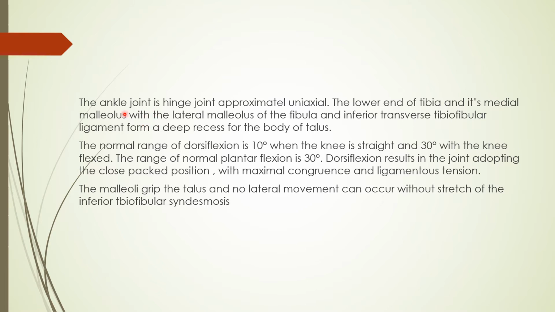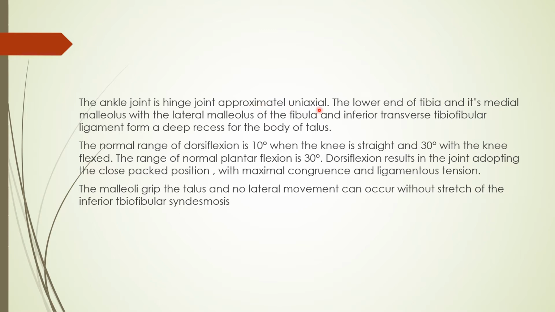Ankle joint is the hinge joint. Hinge joint is approximately a uniaxial joint. It is the uniaxial joint, in which hinge joint is a type in which the geometry of the articular surface is such that only to and fro movement occur. So here the two movements that occur on this joint are dorsiflexion and plantar flexion.